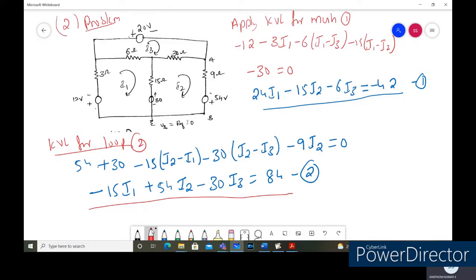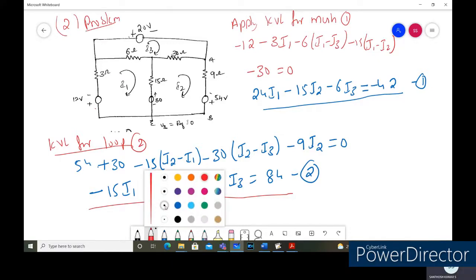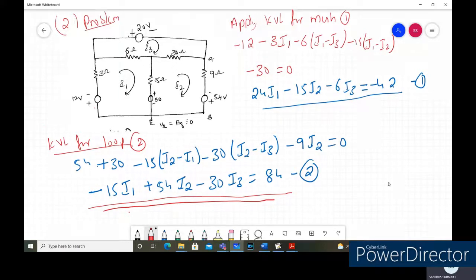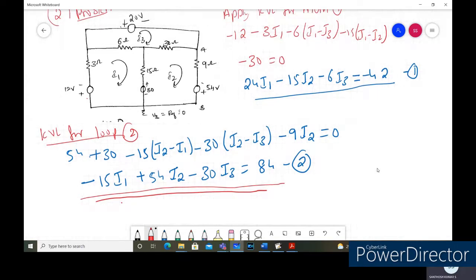So this is equation 2, obtained by applying the KVL for mesh 2. Similarly, let us apply the KVL for mesh 3 and evaluate the terms. KVL for mesh or loop, both are one and the same here.